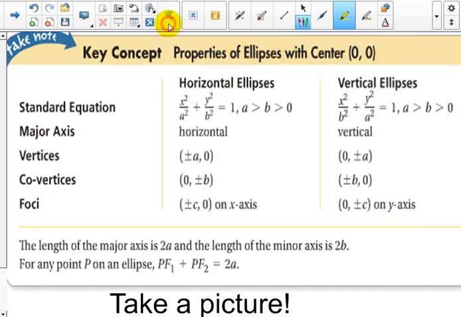So that's a lot to take in, but you'll start to see these pretty easy as you work through these problems. So take a picture of it. That's what I have. Take a picture.